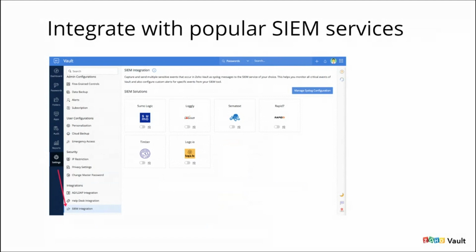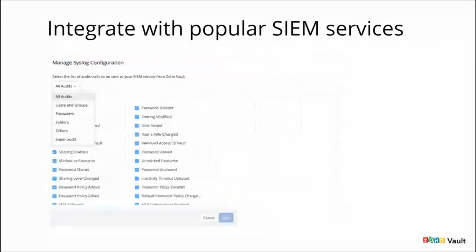Having security logs from multiple IT resources can help IT teams identify malicious activities as well. Also, adding these logs containing information about all password actions to your enterprise's SIEM system can provide a holistic view of both internal and external threats for your organization. We currently integrate with popular SIEM solutions like Loggly, Logz.io, Rapid7, Sematext, Sumo Logic, and Timber as well. And in the next slide, we'll be seeing the different alerts that you can configure with this integration.